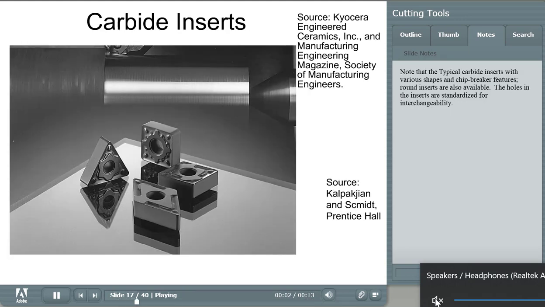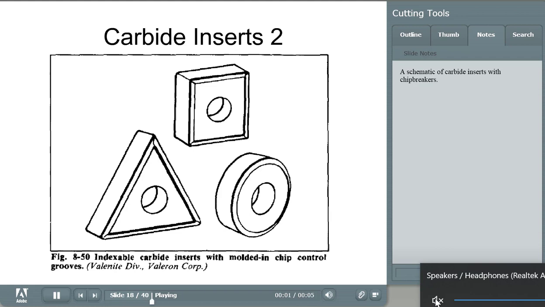Carbide inserts. Note the typical carbide inserts with various shapes and chip breaker features. Round inserts are also available. The holes in the inserts are standardized for interchangeability. Carbide inserts 2. A schematic of carbide inserts with chip breakers.